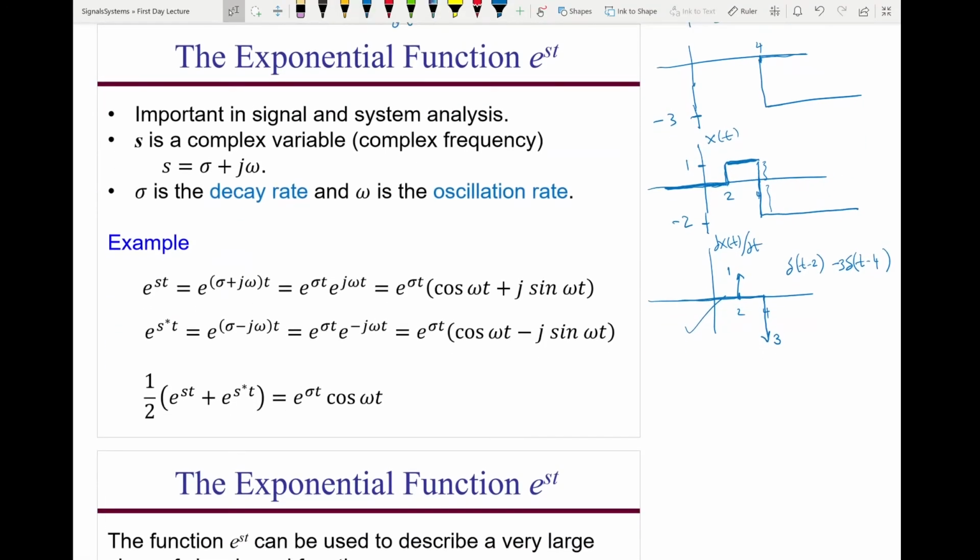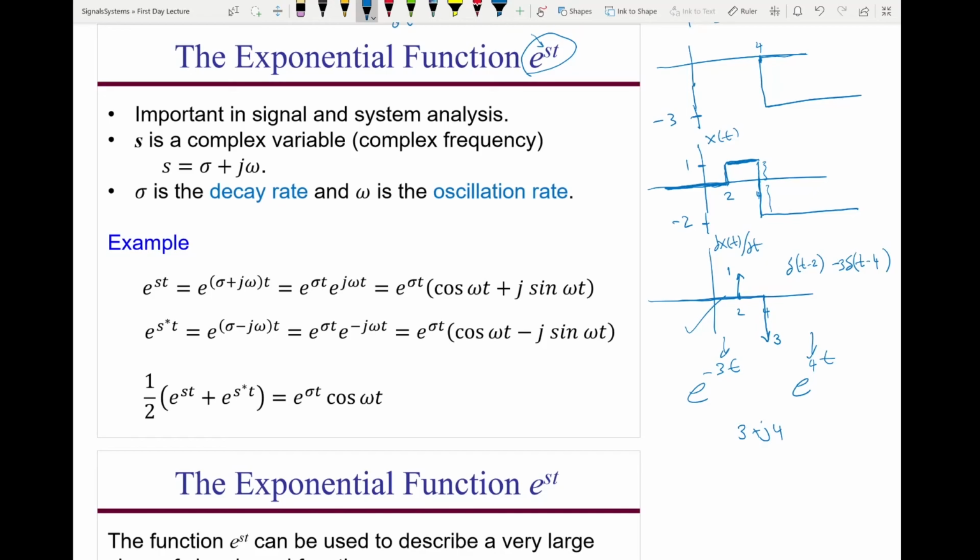Okay, another important function is the exponential function. And you are familiar with it. We're always familiar with e minus 3t, that's decay exponential, and e 4t, that's growth exponential. And this is the general form. But here s now can be real, like in these cases, or can be complex, like 3 plus j4. And later on, when we do the Laplace transform, that s will always be complex, and it represents frequency. It has magnitude and phase.